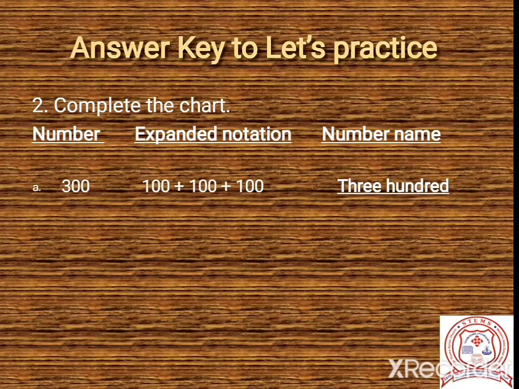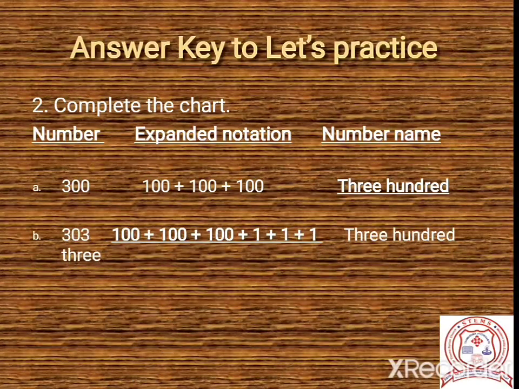Next question is 303. Here 3 is in hundreds place, so we will write 100 three times. In tens place we have number 0, and in ones place we have number 3, so 1 will be written 3 times. So the expanded notation will be 100 plus 100 plus 100 plus 1 plus 1 plus 1.